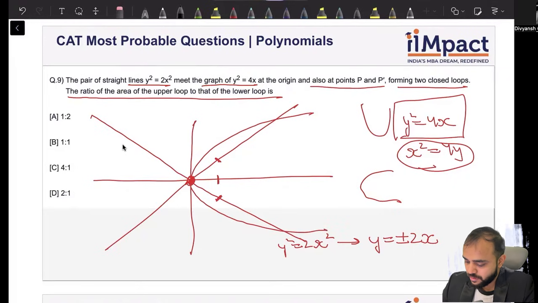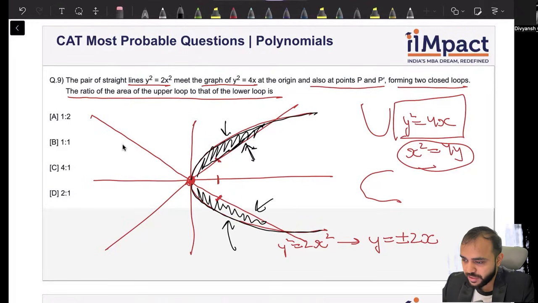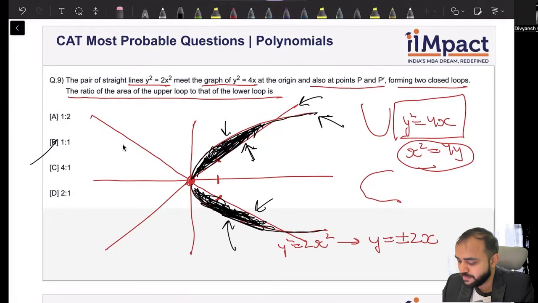So this is the situation. The parabola is symmetrical around the x-axis and the two lines are symmetrical around the x-axis. So these are the same two curves, this one and this one, that are reflected around the x-axis. So whatever they do on the positive side of the x-axis, basically above the x-axis, they will do the same thing on the other side below the x-axis. So these two areas are going to be the same. So your answer will be 1:1.